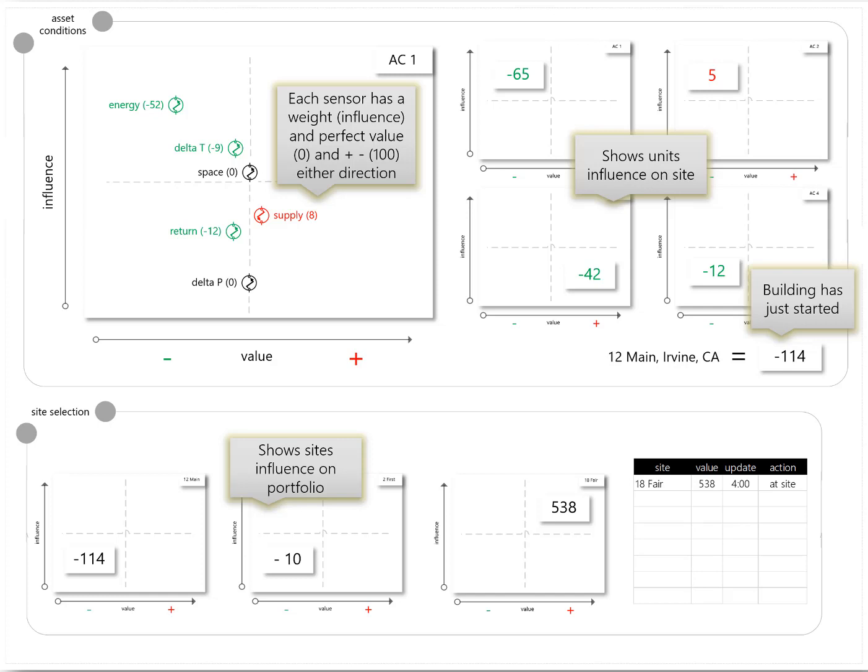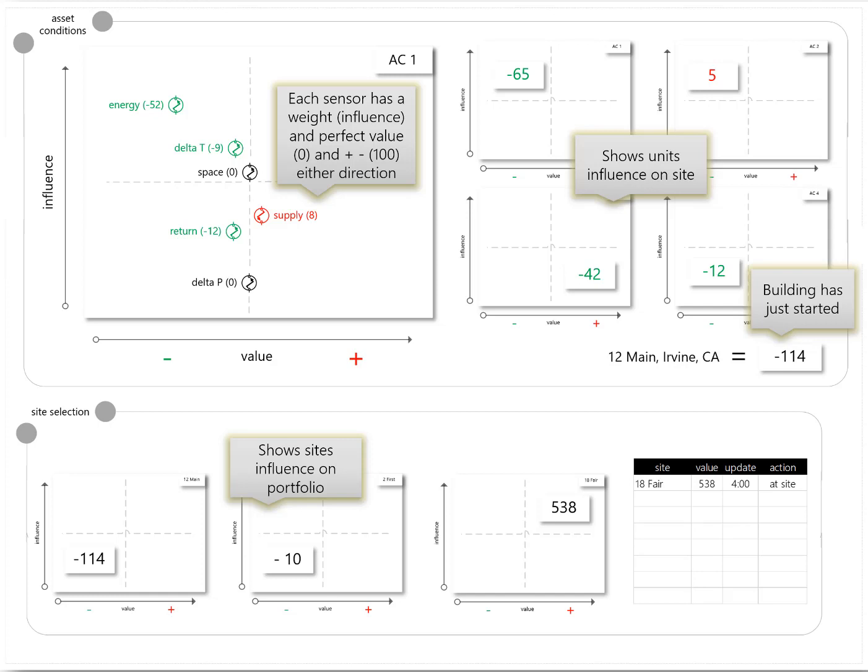We can see that this building, since it's just started, has many things in the negative. We end up with negative 114 points. If we go to the bottom, looking at this, the client has 3 buildings: 12 Main, 2 First, and 18 Fair.